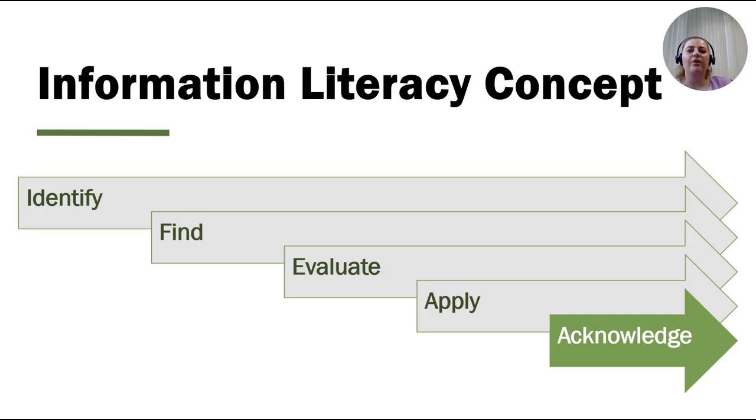So let's jump into our information literacy concept. Last week we talked about the identify step, which is the top and first step. Now we're looking at our acknowledge step. When you think of information literacy, it's not necessarily linear, but it does kind of rotate around. And the acknowledgement step, I think, kind of connects to all of the different areas as we go through. So I think it's really important to learn how to create our citations before we really dive into our research process.